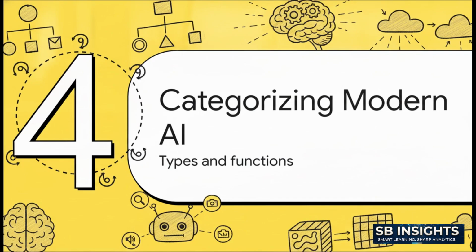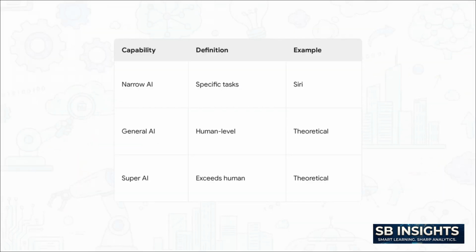Okay, Section 4, categorizing modern AI, understanding the types and functions. When we break AI down by its actual capability, we end up with three main categories. First up is narrow AI, also known as weak AI, which performs specific, predefined tasks. Second is general AI, which would feature human-level reasoning across multiple, totally different domains. And third is superintelligent AI, which would just exceed human intelligence across the board.